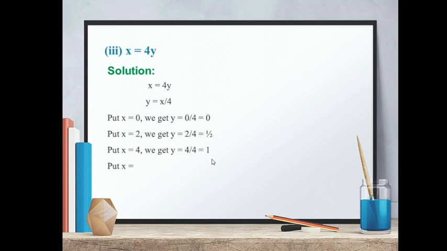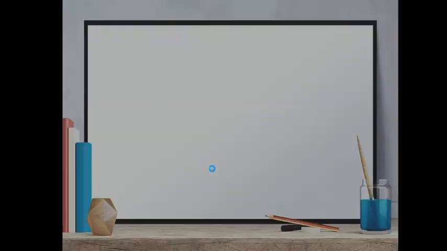Then next put x equals minus 4, we get y equals minus 4 divided by 4, which is equal to minus 1. 4 will get cancelled. So what is left? 1. And the sign is given minus, that's why I have written here minus 1. So this is how we got the 4 solutions for this equation. Therefore, the 4 solutions are (0, 0), (2, 1 by 2), (4, 1) and (minus 4, minus 1).